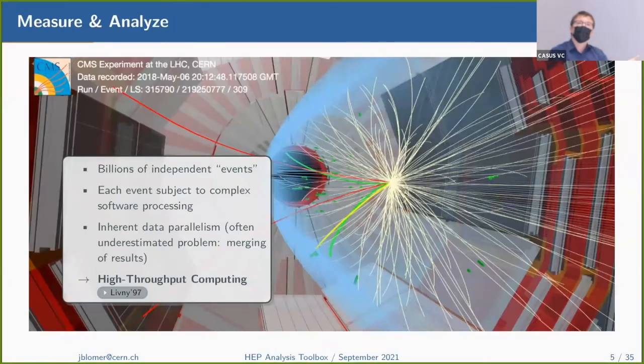If you look at it from a perspective of the software, this is what we call an event.